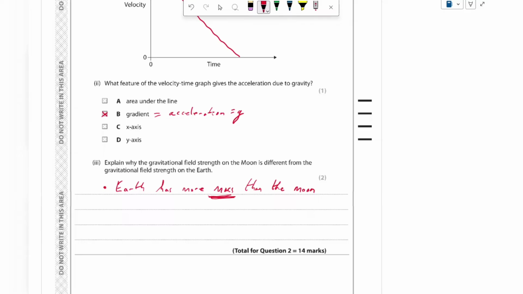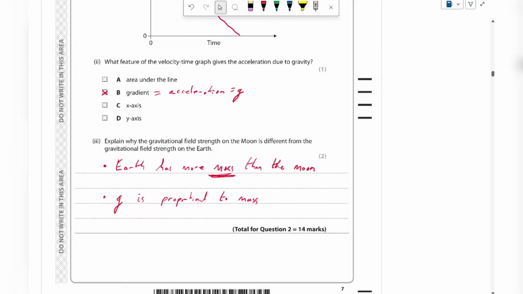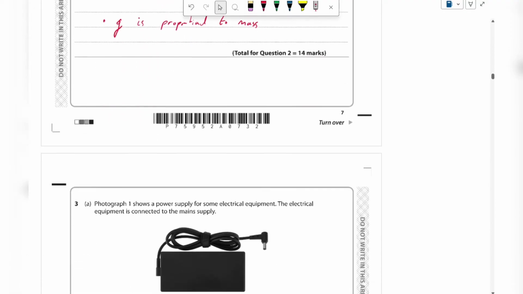Second mark. I think you want to say gravitational field strength, g, is proportional to the mass of an object, something like that. You want to say you've got more mass gives you more gravitational field strength. But don't use the word size. That's the main thing there.